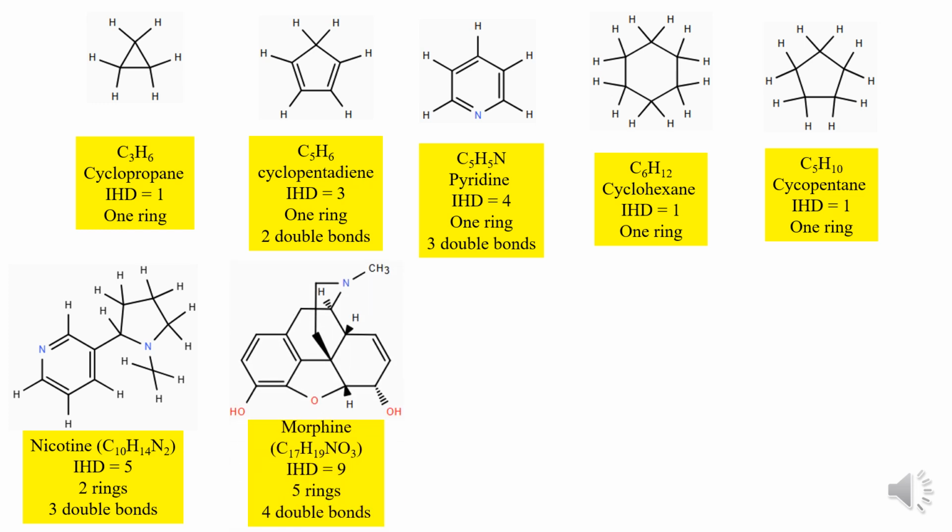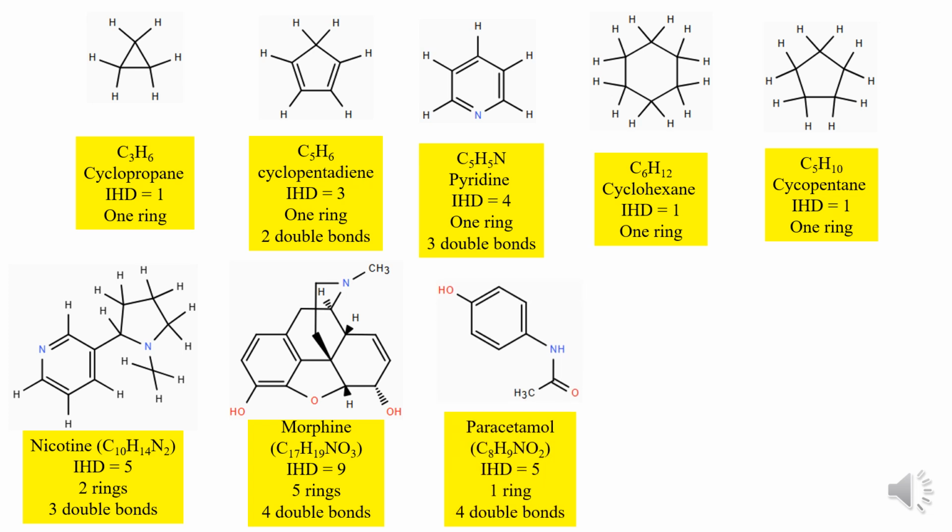Next is morphine. Now, morphine is a narcotic analgesic with IHD value of 9. So totally there are 5 rings in the structure. And there are 4 double bonds. 3 double bonds from the benzene ring and 1 double bond from the fused cyclohexene ring.